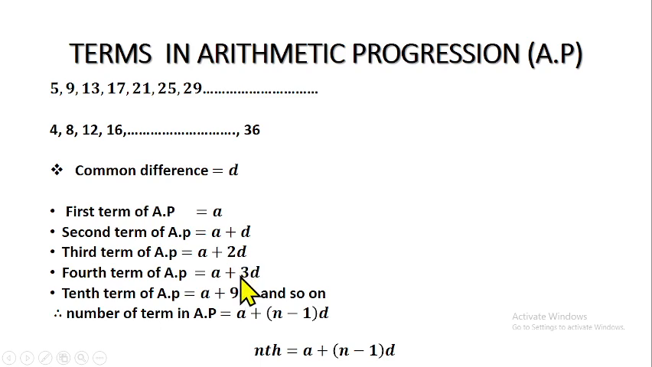If I ask you what will be the fourth term of an AP, A plus 3D. What will be the fifth term of an AP, A plus 4D. What is the sixth term of an AP, A plus 5D. What is the seventh term of an AP, A plus 6D. What is the eighth term of an AP, A plus 7D. What is the 10th term of an AP, A plus 9D. What is the 20th term of an AP? A plus 19D. What is the 100th term of an AP? That will be A plus 99D. Do we understand how we got that?